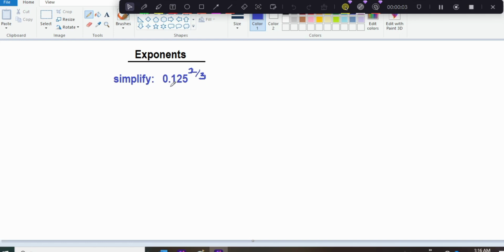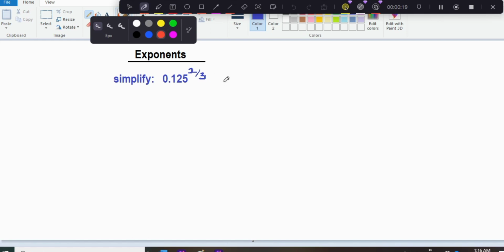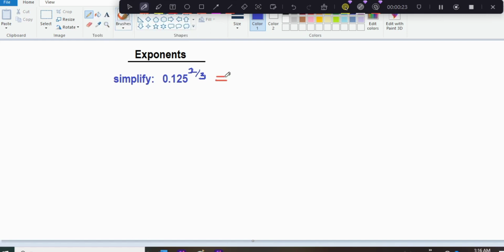Okay. Simplify 0.125 raised to the power 2 over 3. What do we do in this case? We can simply change 0.125 from a decimal to a proper fraction, which is 125.